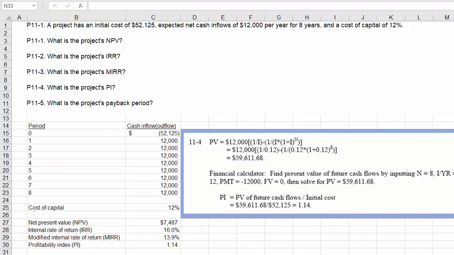Okay, and if you wanted to solve this using the formulas, you would do so using the present value formula or the net present value formula that you can see here. Of course, that involves more calculations. So we come up with that same $59,611.68 of present value, and then you would divide it by the initial cash outlay. Or with the financial calculator, you'd find the present value first and then simply divide it by the initial cash outlay.